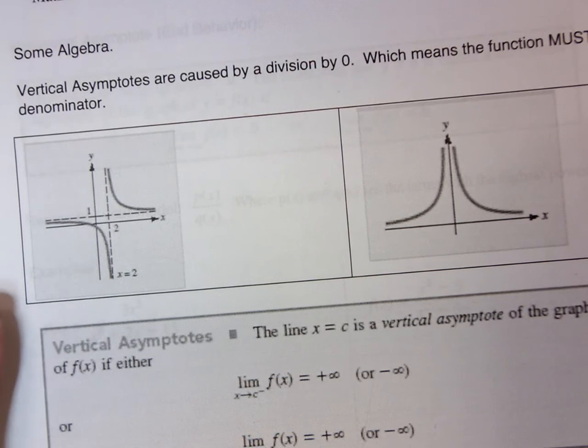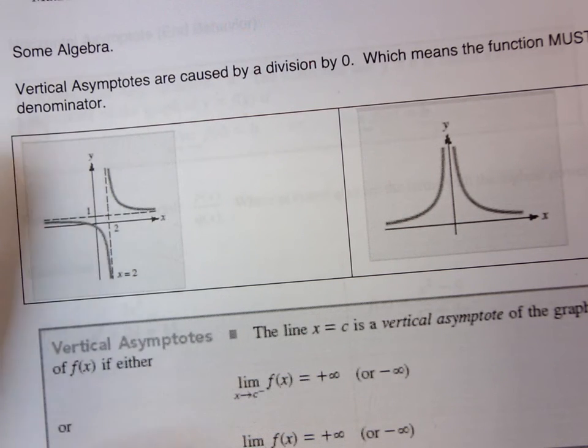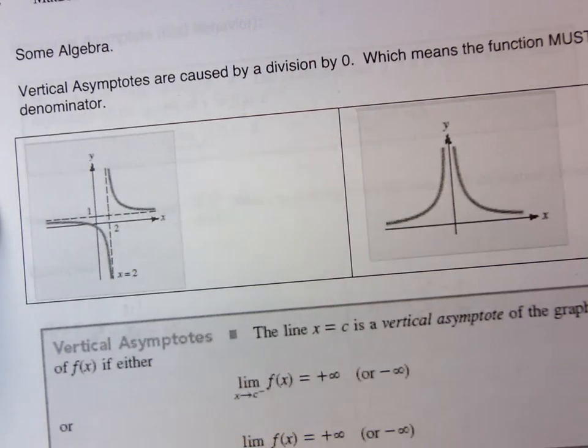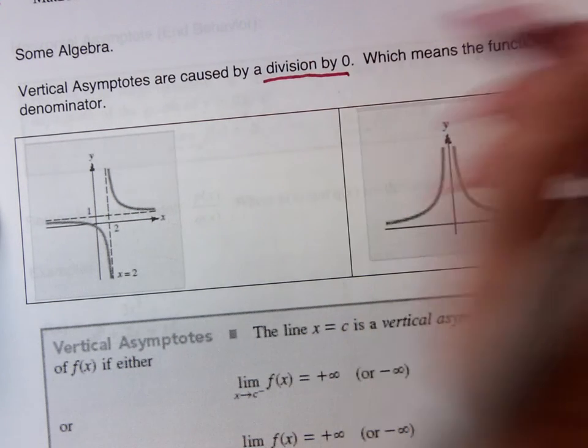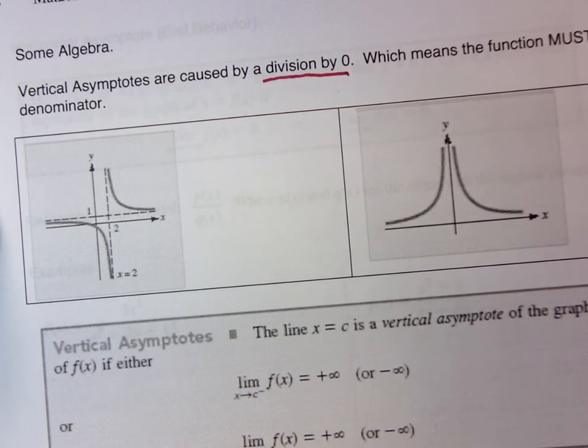Reminder of some algebra, and that's vertical asymptotes. Vertical asymptotes are caused by a division by zero, which means that a function must have a denominator. If it doesn't have a denominator, it can't have a vertical asymptote. You have to have a division by zero.